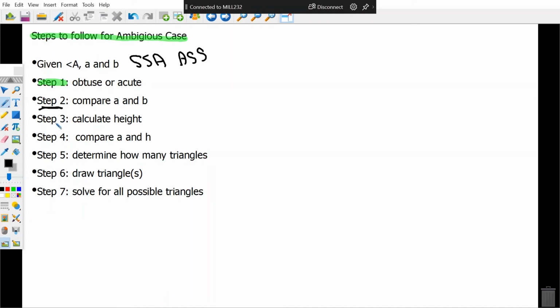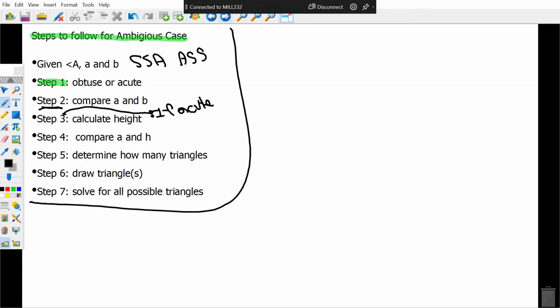In step 3, if it's acute, you're going to calculate the height. Okay? Once you calculate the height, you can compare A and H. If A is less than H, there's 0 triangles. If A equals H, there's 1 triangle. If A is greater than B, there's 1 triangle. And if A is greater than H and less than B, there's 2 possible triangles. Okay? Again, this is a good one to come back to later on.